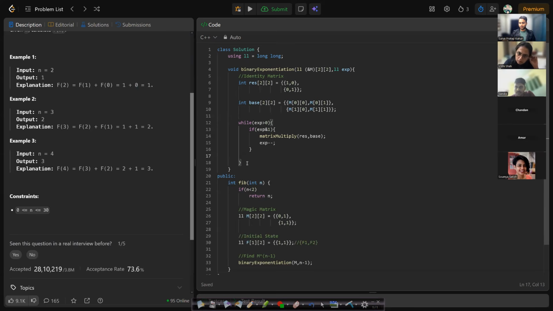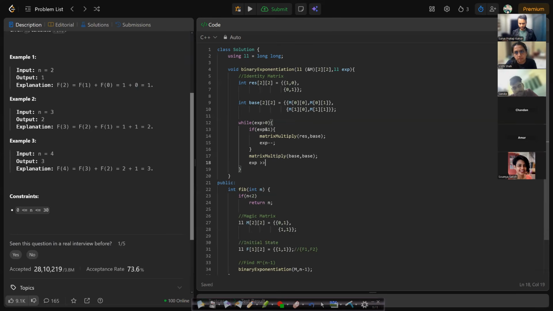So for the matrix multiply, what should I do? Matrix M will become the base, so multiply base comma base, because base is the current state of the base, and M was the initial state of the exponential base. Then just do a right shift by one time, isn't it?